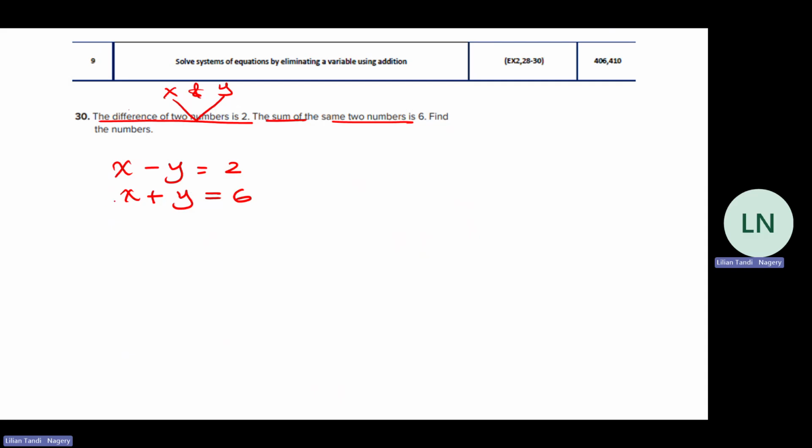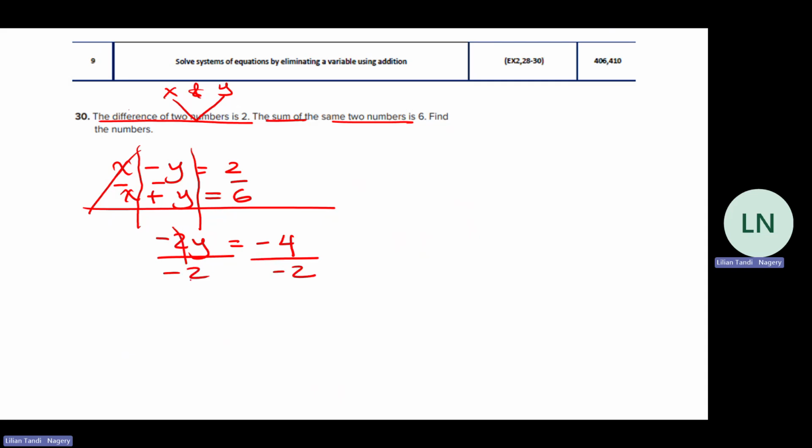I have the same letter, same number, and the same sign, so I will subtract. I will get 0 here. I will get negative 2y. Negative y minus positive y is negative 2y. 2 minus 6 is negative 4. I will divide both sides by negative 2. I will get y equals 2.